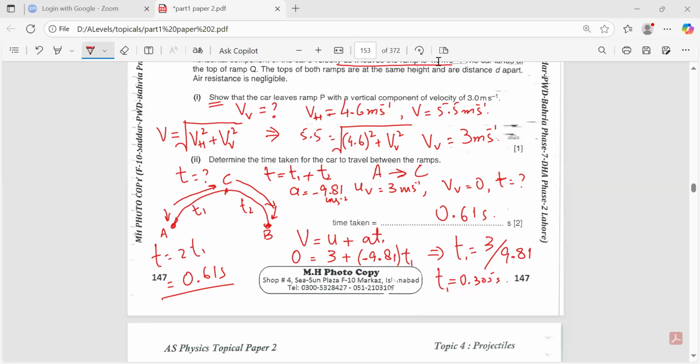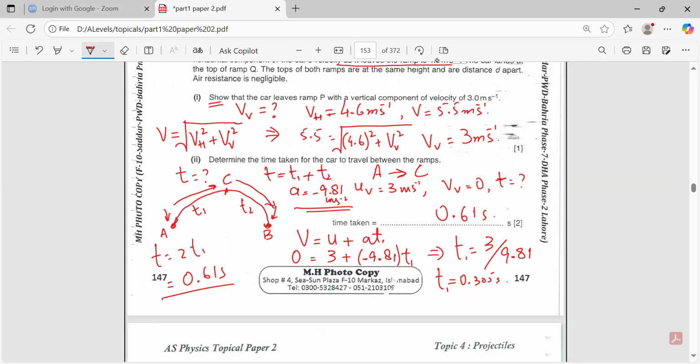Yes, beta Maheen, why is it minus 9.81? Beta, we studied that whenever any object is rising, moving away from the gravity, the acceleration due to gravity is taken as negative 9.81 meter per second square. Is it clear to everyone? So we just got the time. The total time is 0.61 seconds.